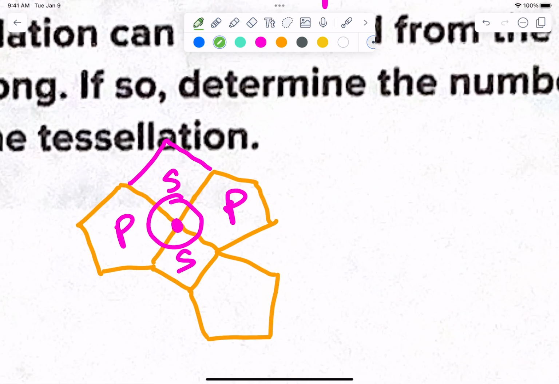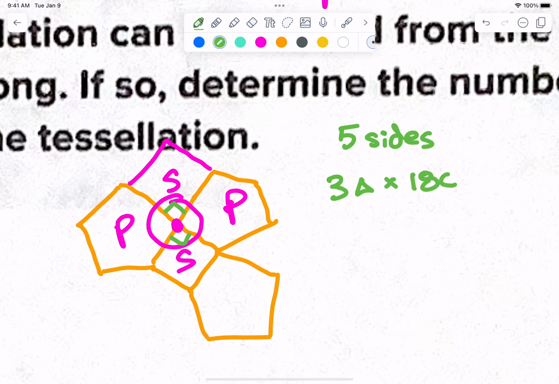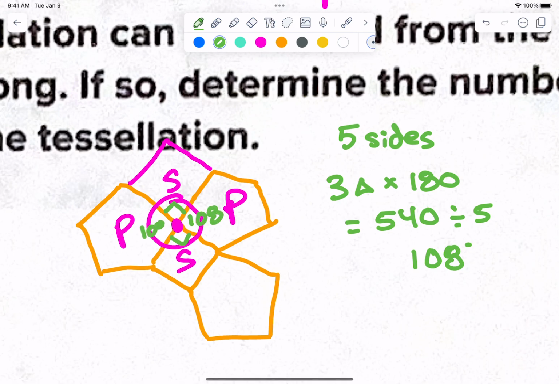All right, so a square is going to have a 90-degree angle. So he's a 90, he's a 90, right? For a pentagon, pentagon has 5 sides. That means he has how many triangles? 3 triangles. 3 times 180 is how much? 540. Okay, then we divide by 5, so that is 108. Okay, so this is 108 degrees, and this is 108 degrees.